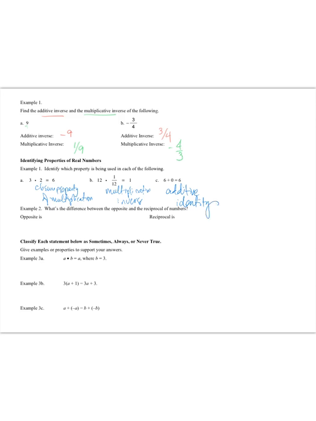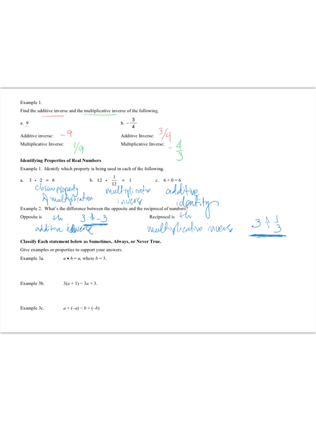Now, what's the difference between opposite and reciprocal of a number? Well, the opposite is the additive inverse. So 3 and -3 are opposites. The reciprocal is the multiplicative inverse. So we have 3 and its reciprocal is 1/3. Adding these opposites gives us 0. Multiplying these inverses gives us 1.